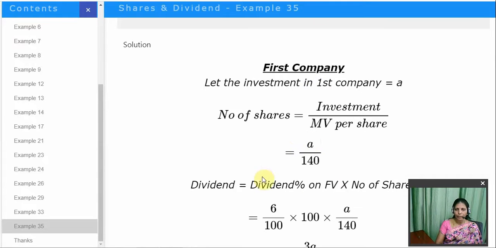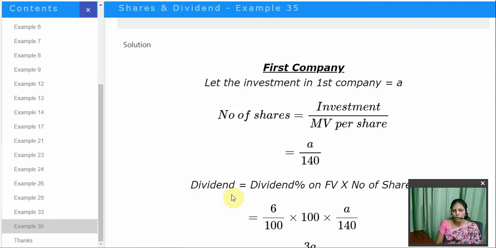Now here, the first company, let the investment in the first company be equal to, I assumed a variable A. You can assume any variable. Here, I assumed it as A. Now we need to find out how many shares he has, right? So we need to find out the income. We need to find the total dividend. That is the total income we need to find out.